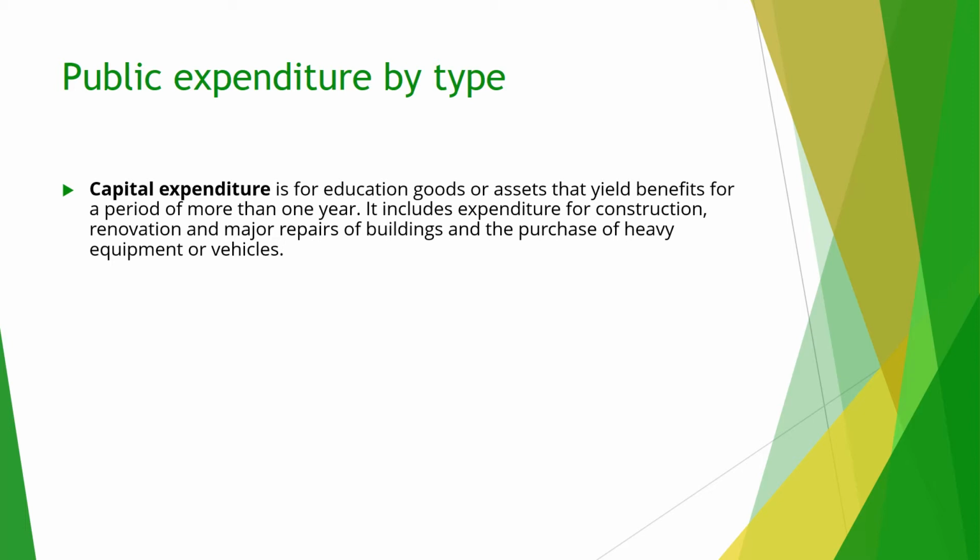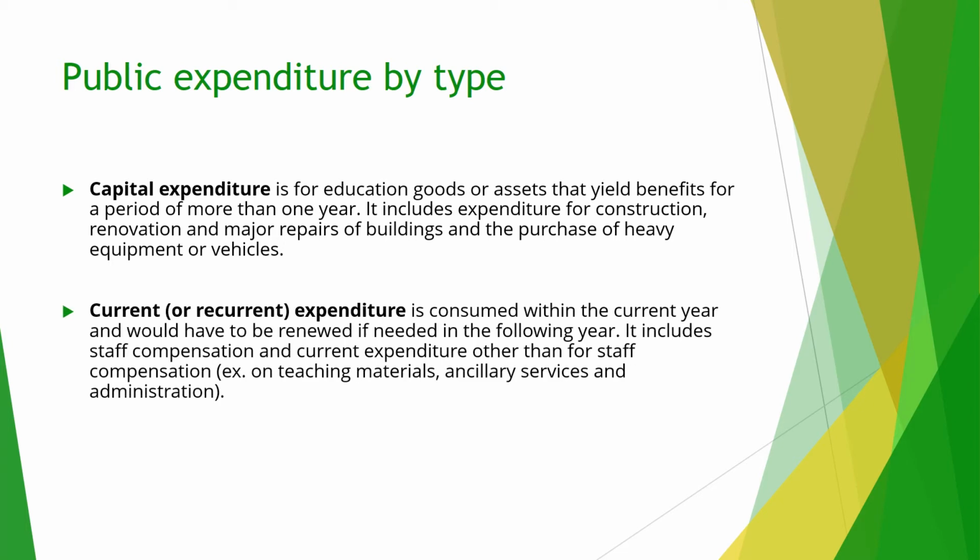Typically includes construction, infrastructure, major renovation or repairs of buildings, and the purchase of heavy equipment or vehicles. Current expenditure or recurrent expenditure is consumed within a year and needs to be renewed every year. It typically always includes staff compensation, current expenditure other than staff, and other expenditure such as teaching materials, administration, etc. These are definitions from the UIS.